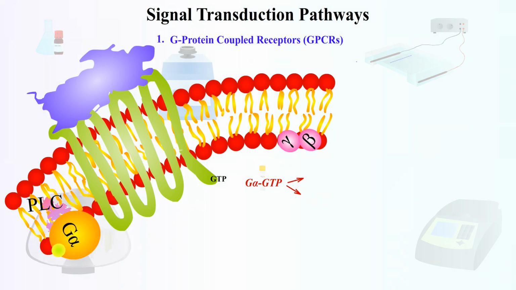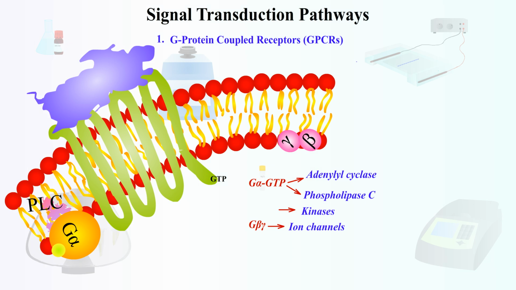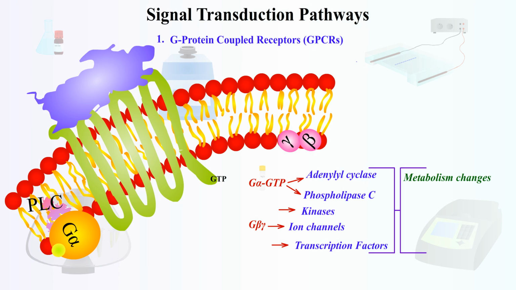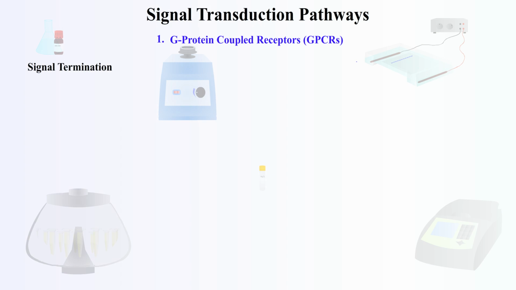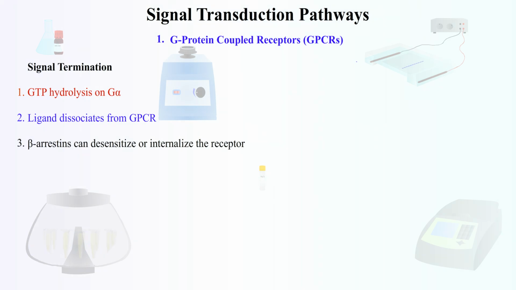G-alpha GTP will activate downstream effector proteins like adenylyl cyclase and phospholipase C, while G-beta gamma will activate ion channels, leading to changes in membrane potential or ion flux. Activation of kinases, ion channels, or transcription factors leads to specific cellular responses, such as metabolism changes, secretion, and gene expression changes. The signals are terminated by GTP hydrolysis on G-alpha. Ligand dissociates from the GPCR. Beta-arrestins can desensitize or internalize the receptor. Second messengers are degraded or sequestered.